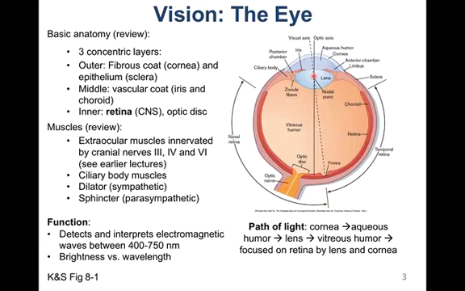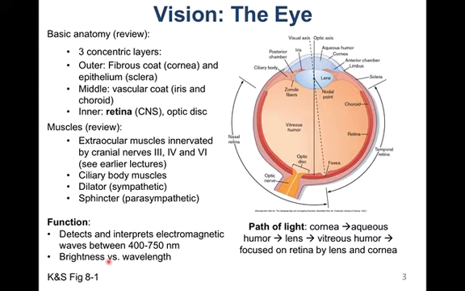The function of the eye, of course, is to detect and allow perception of electromagnetic waves. Anything with a wavelength below 400 nanometers is ultraviolet. We can't see it. Anything above 750 is infrared. We can't see it without filters. We can detect between 400 and 750 nanometers of electromagnetic radiation.